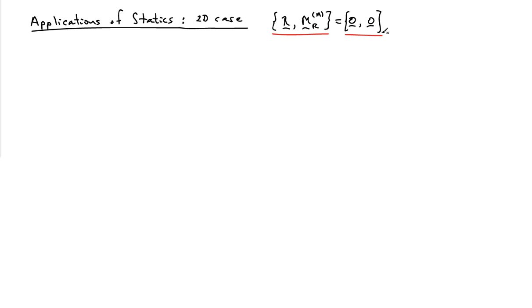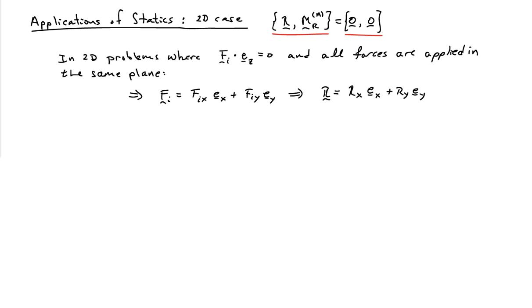Now, if you think about that, that gives us two vector equations of equilibrium. The vector R equals 0 and the moment resultant vector equals 0. And if you think about it component-wise, there are 6 scalar equilibrium equations there. Now in 2D, it's a little bit simpler.